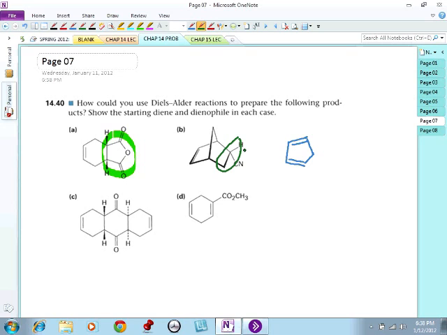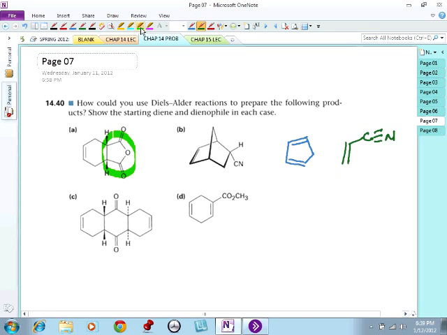Okay, Mike, you have a question? But this is the starting material. You see, the product is a 6-member ring. So now we say the dienophile is here. So that would be a double bond with, say, a cyano group. Okay? So that would be the dienophile.